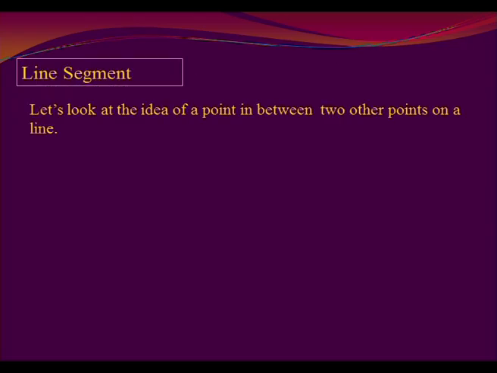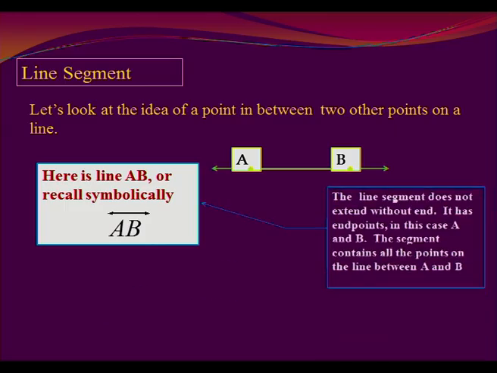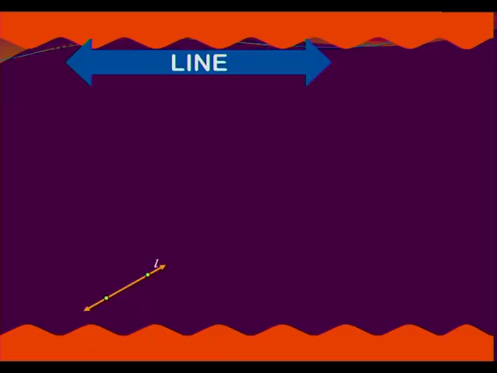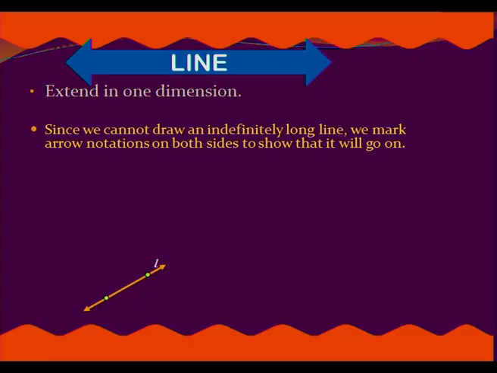So, you see here, let us look at the idea of a point in between 2 other points on a line. AB is a line, this is a line segment. You see the difference between the line and the line segment. Now, what is a line? It extends in one dimension. If you extend it on both sides, so it extends 2 ways, that is called a line.